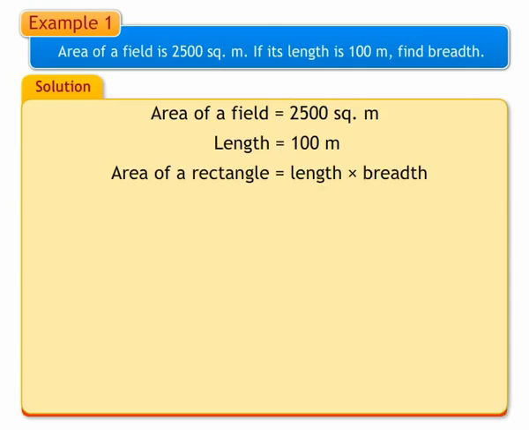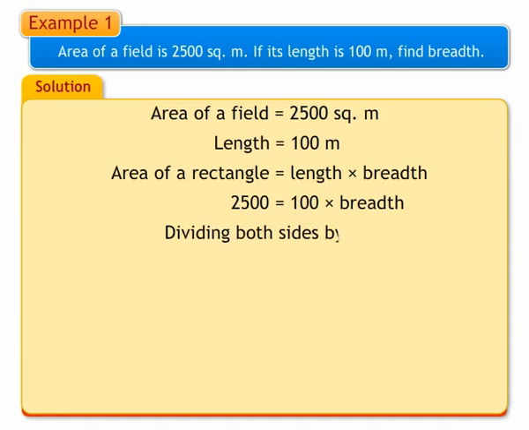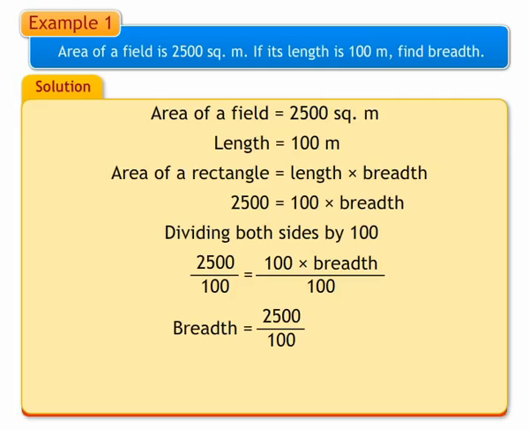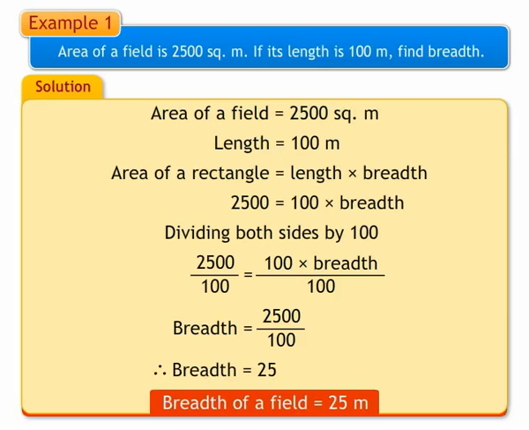We know area of a rectangle is equal to length into breadth. Substituting the values, we get 2500 is equal to 100 into breadth. Dividing both sides by 100, we get 2500 upon 100 equal to 100 into breadth upon 100. Therefore, breadth is equal to 2500 upon 100. On simplifying, we get breadth is equal to 25. Therefore, breadth of a field is equal to 25 meters.